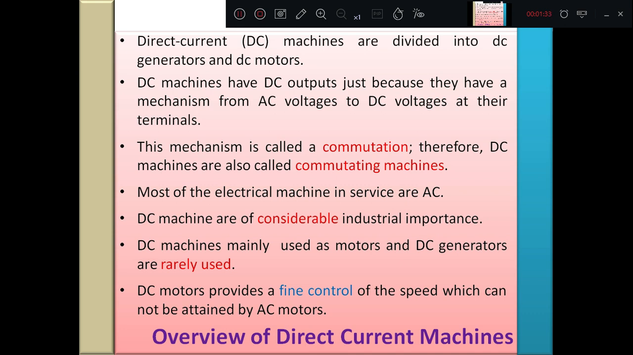We know that most of the electrical machines in service, in the different applications we see around us, are AC in nature. However, DC machines have limited applications, especially where we need very fine control of DC motors. Where precise and fine control is required, we use a DC motor.